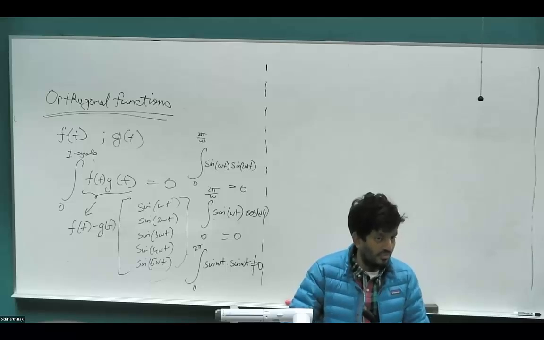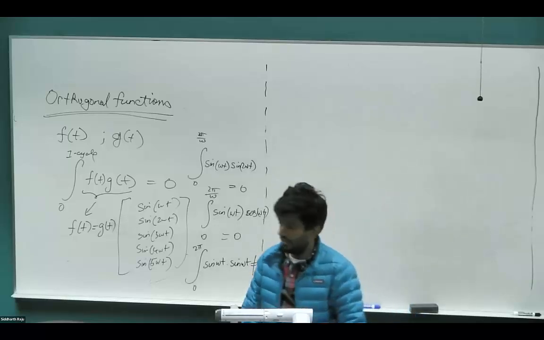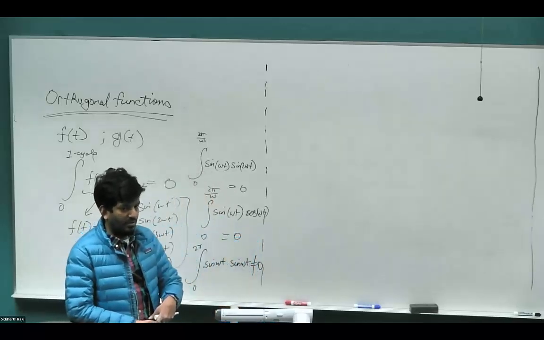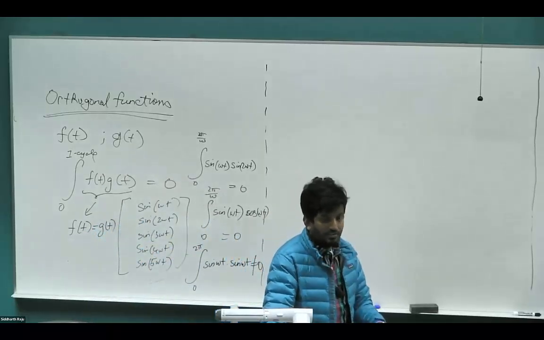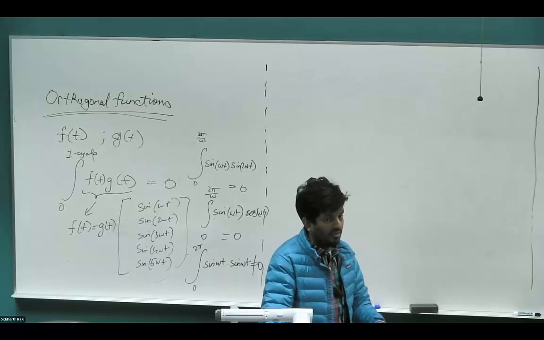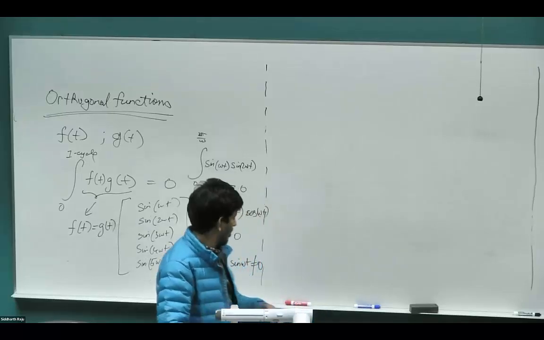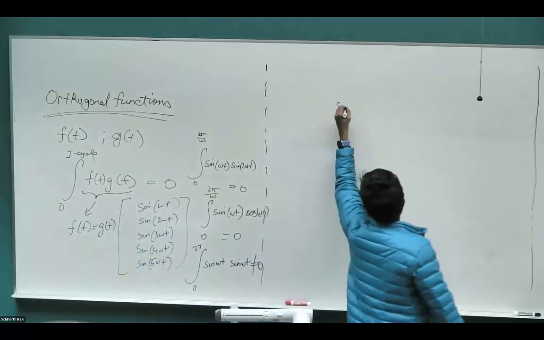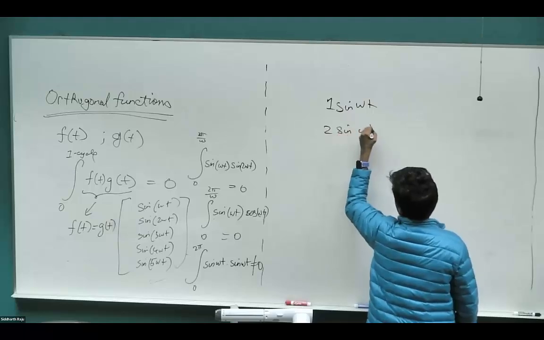Yep, Thomas. I just have a question. Your magnitude in front of each sine would also have to be the same, right? Magnitude in front of... So what? If you have 1 sine omega t and then 2 sine 2 omega t, doesn't matter, it'll go to 0. If one amplitude is bigger than the other, wouldn't there be space under the curve?